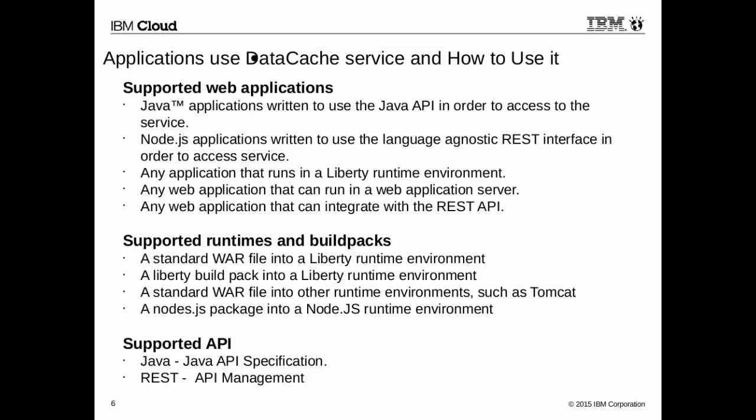The DataCache service includes support for several different web application types, giving the developer flexibility. Supported web applications include any application that runs in a WebSphere Liberty Profile runtime environment, any web application that can run in a web application server, and any web application that can integrate with a REST API. Supported runtimes and build packs include standard WAR files running in Liberty runtime environments, Liberty build packs running in Liberty runtime environments, a standard WAR file running in any other runtime environment such as Tomcat, and Node.js packages running in the Node.js runtime environment. The DataCache service supports both Java and REST APIs, enabling rapid communication with the application layer.